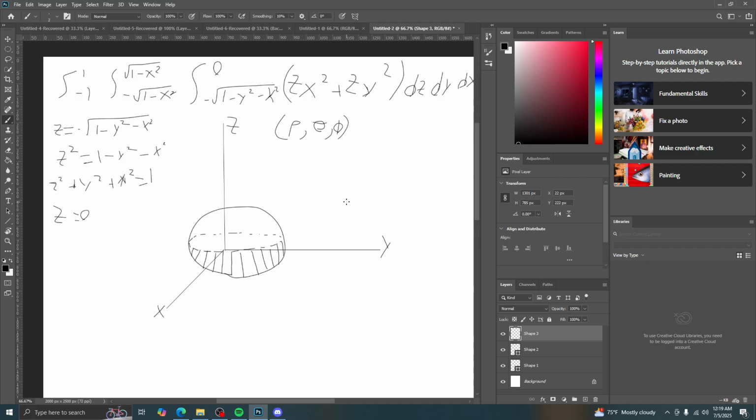Basically, we need to put this Cartesian triple integral in terms of rho, theta, and phi. I also don't know if the standard notation is actually in this order. I just kind of figured and drew it like that. It doesn't really matter.